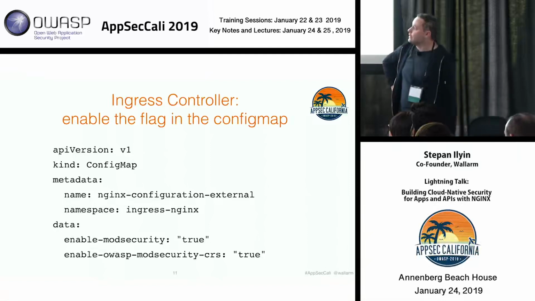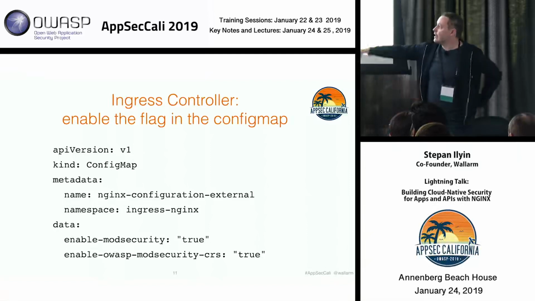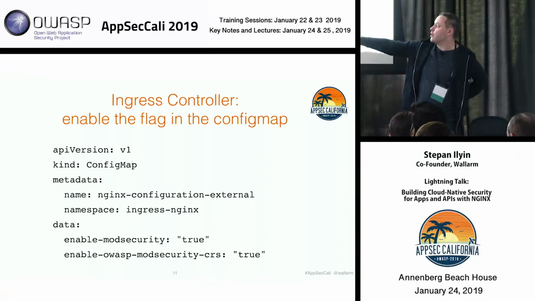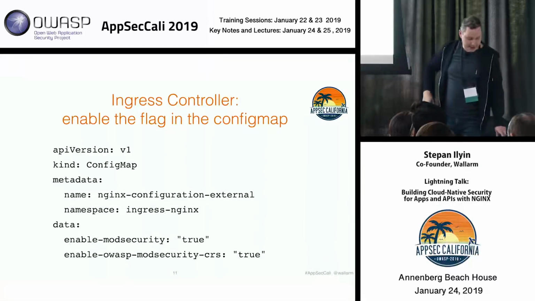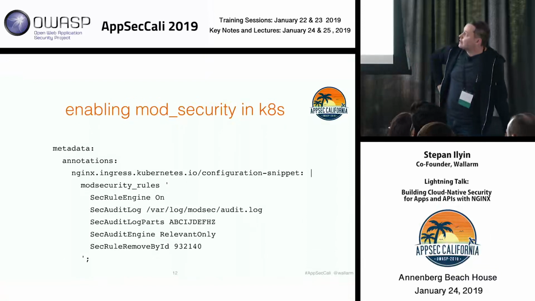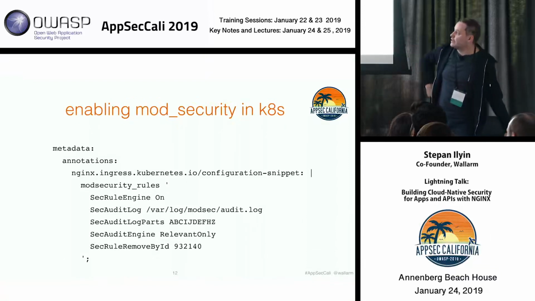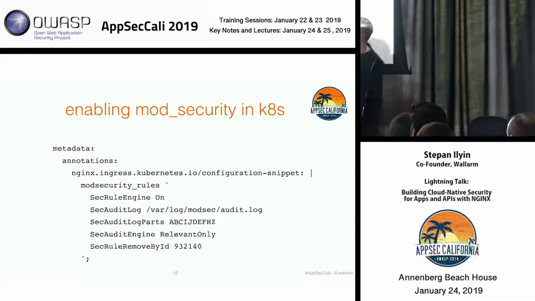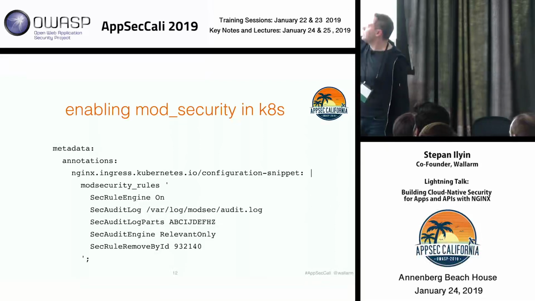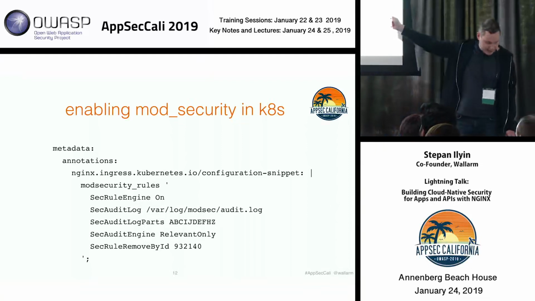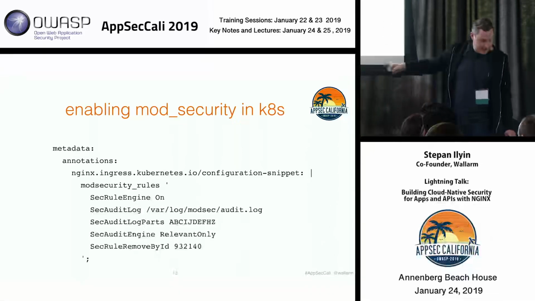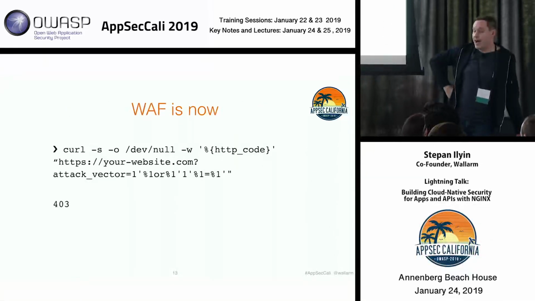As you can see on this slide, enable mod security true, enable OWASP mod security CRS true. And this is pretty much it. You can also add some additional data here, for instance, where you want to put the audit files. This is important, and I will tell you later why it's very important. So basically, if you do this, you have the WAF deployed in your Kubernetes environment already.